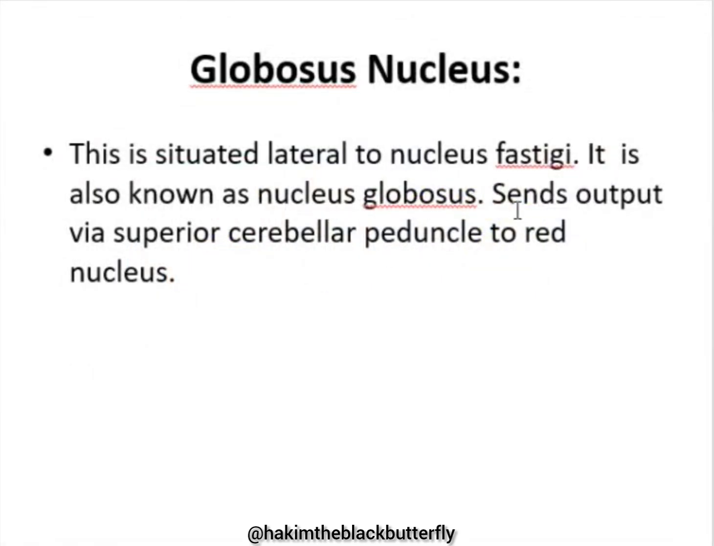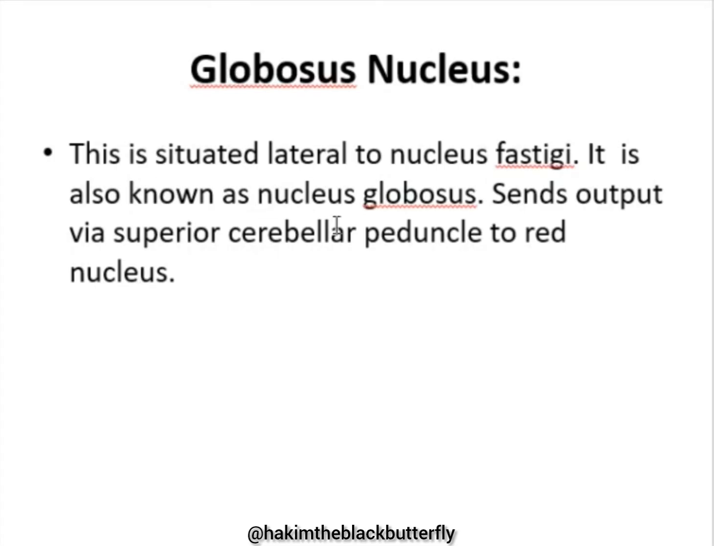This one sends information through the superior cerebellar peduncle to the red nucleus of the midbrain. This red nucleus is very important in controlling the action of flexors and extensors. Whenever you're performing your actions, when the flexors are stimulated, the extensors are relaxed. You remember the rubrospinal tract?